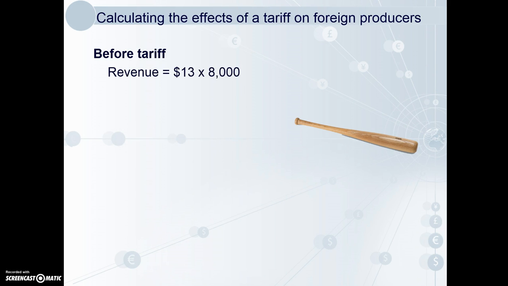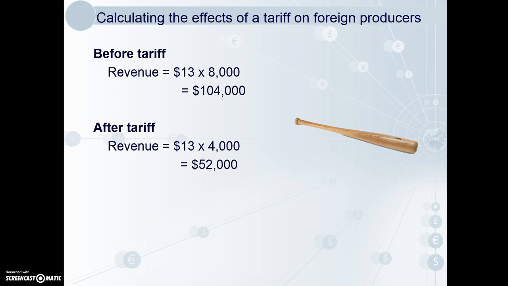Foreign producers lose the total loss in exports, 4,000 times the world price. Now remember, the foreign producers do not get the new higher domestic price of $15 as they pay a tariff. So the government makes that money. So foreign producers still only own $13, but there are now 4,000 exports, so they get that revenue. But you can see they lose quite a lot in this case.